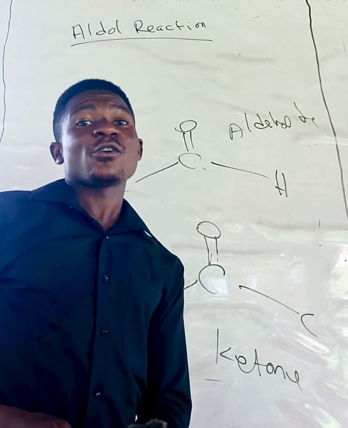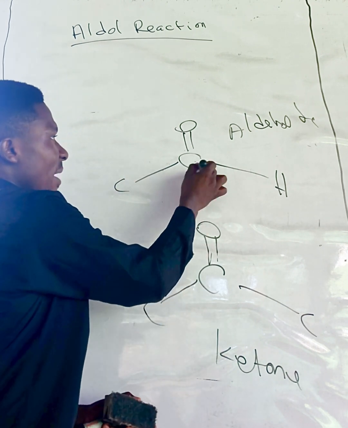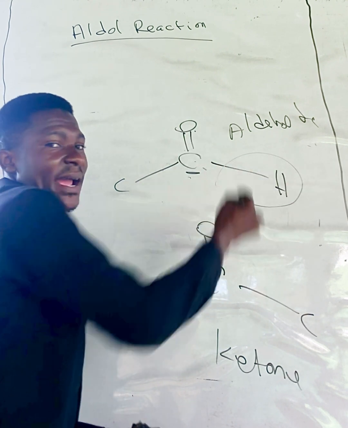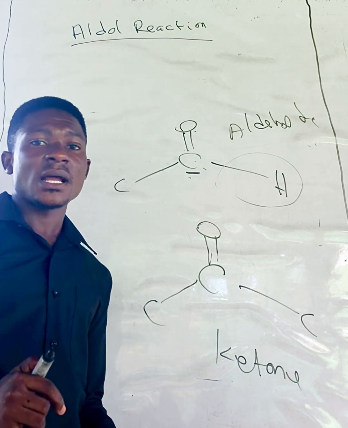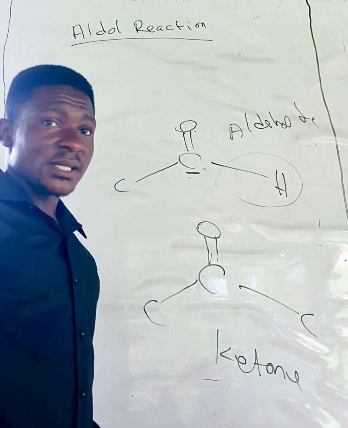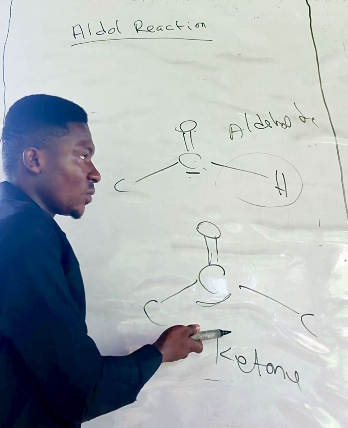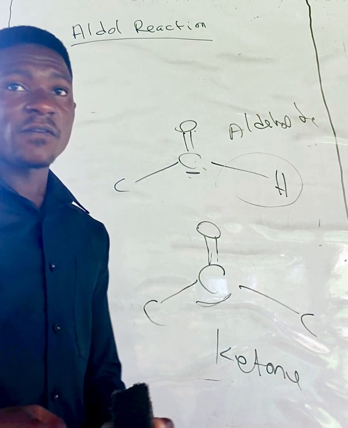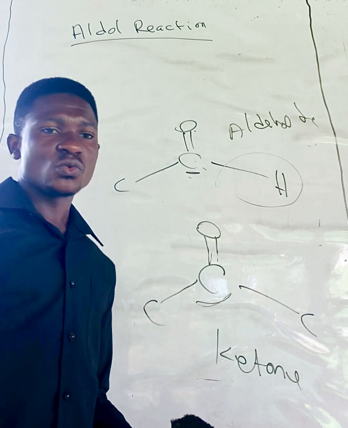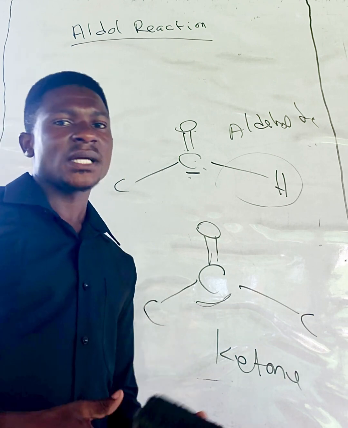Aldehydes are also carbonyl compounds, and what differentiates them is that the carbon bearing the oxygen, which we call the carbonyl carbon, has at least one hydrogen atom attached to it. That is what makes it an aldehyde. But when we talk about ketones, there is no hydrogen atom attached to the carbonyl carbon. So this is a ketone, and this is an aldehyde. And we are saying that the Aldol reaction occurs among what? Aldehydes and ketones. So you could have two ketones reacting, two aldehydes reacting, or a ketone and an aldehyde reacting.